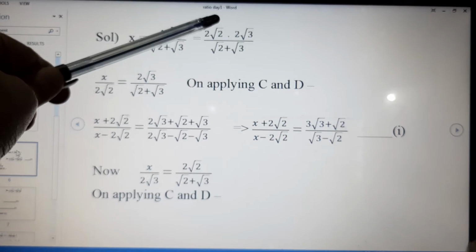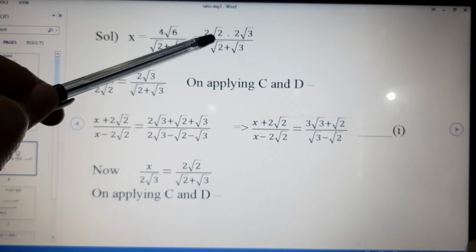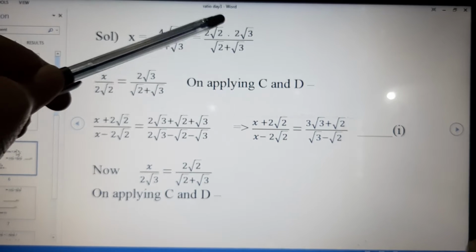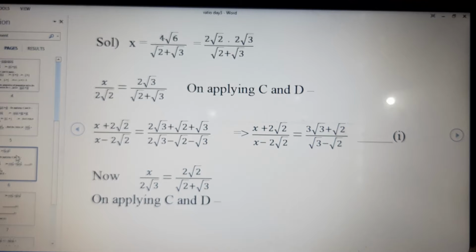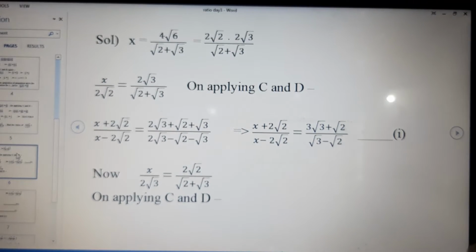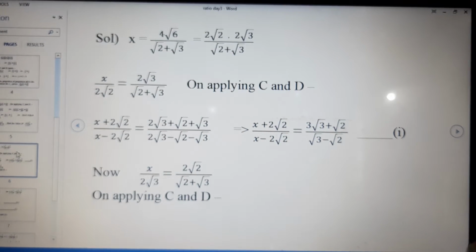If we transfer 2 root 2 to the LHS, it is there in the numerator on the right, so on the left it will go in the denominator. So we'll have x upon 2 root 2. This is what we were talking about. We have got x upon 2 root 2. Clear? So if we apply componendo and dividendo, we'll get x plus 2 root 2 divided by x minus 2 root 2. And on the other side we were left with 2 root 3 divided by (root 2 plus root 3).